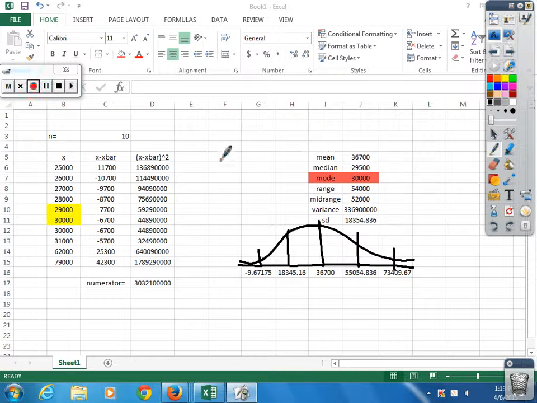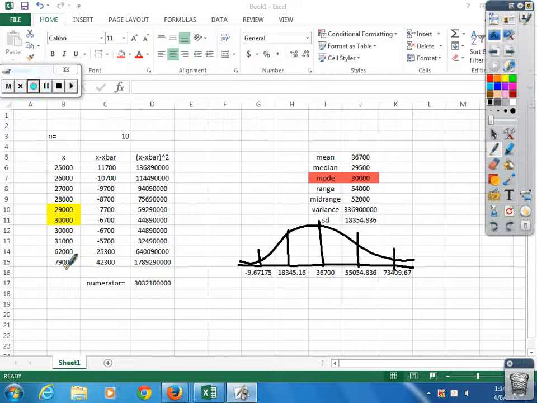Now, the reason it's like that is because you've got some data over here that's kind of messed up. Look at the data over here, and look also at the mean and the median. Is the mean and the median close together? No. So that means you've got loose data, data over here that doesn't coincide with the majority. You got 25, 26, 27, 28, 29, 30, 30, 31, 62, and 79.